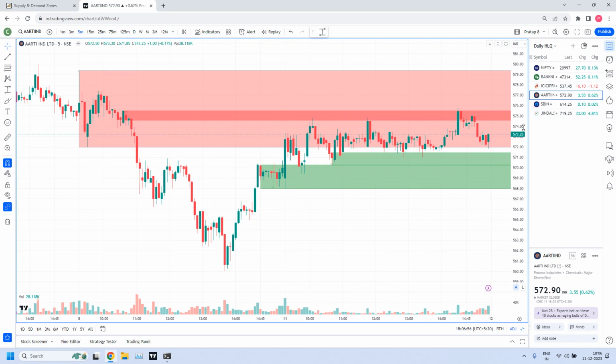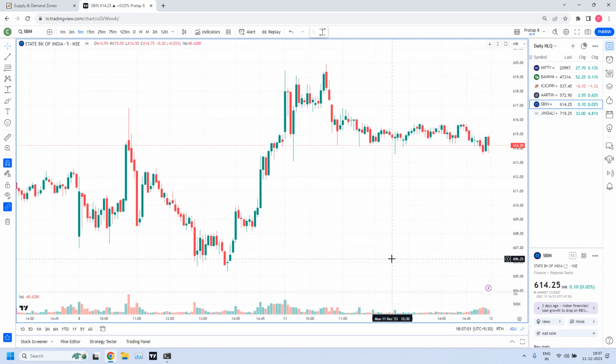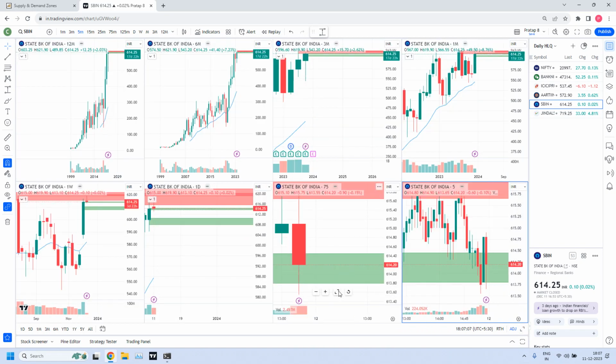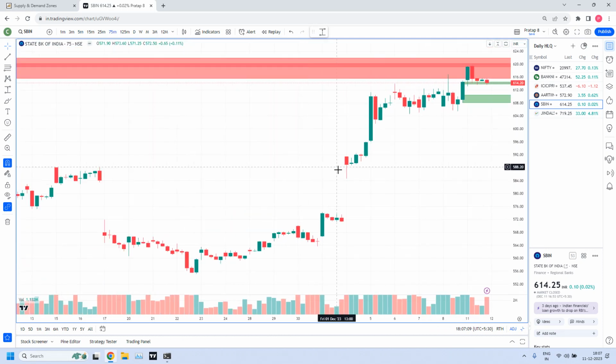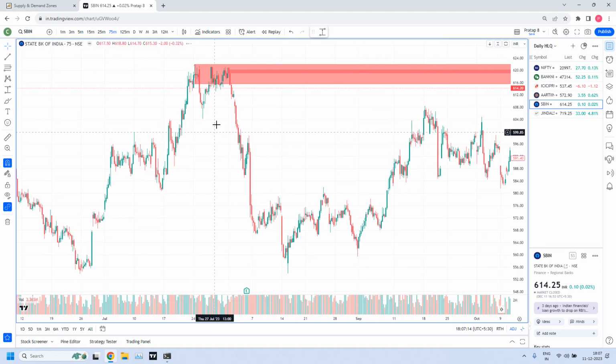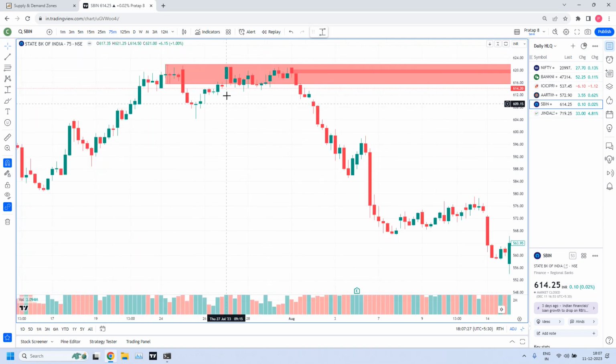And the next one is State Bank of India. Even it gave two excellent trades. So this is also a 75-minute supply zone. This is the 75-minute zone. We have a rally candle, base candles, and a drop candle. It is already tested. Okay, even if it is already tested, we don't bother because it is a high liquidity zone.